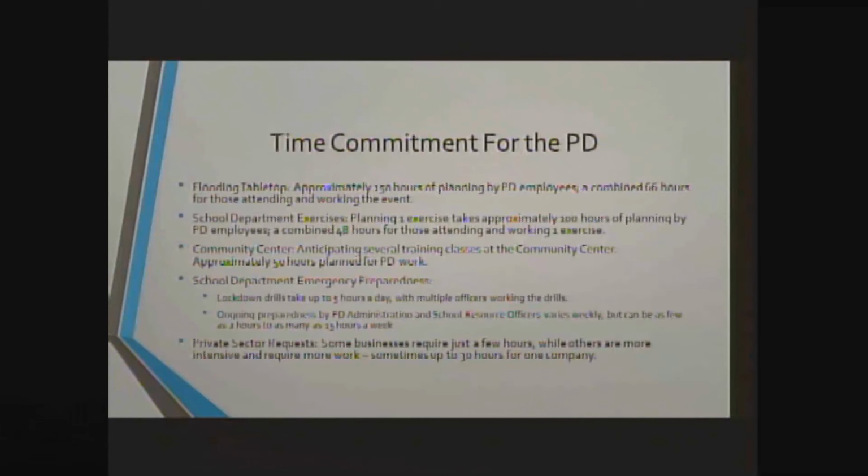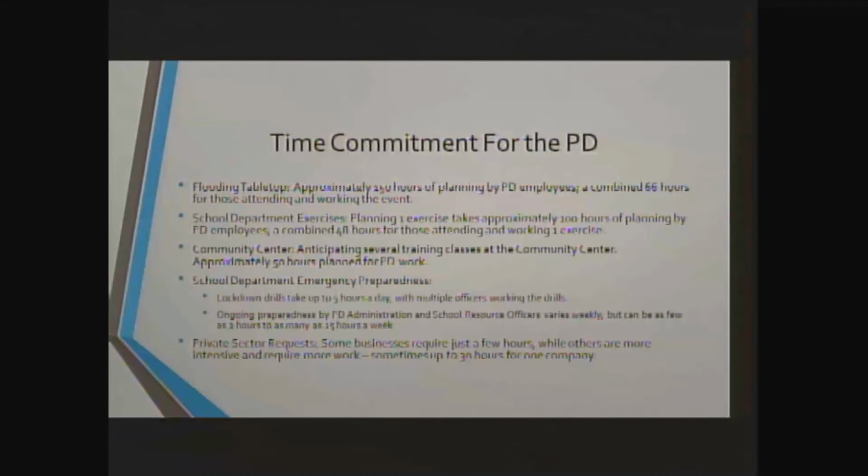Some time commitment, just what it takes to do one exercise. For the flooding tabletop, approximately 150 hours of planning by the police department employees that were involved, and then a combined 66 hours for those who were actually attending the event for the police department. For the school department exercises, one exercise on the police department's part takes about 100 hours of planning. That doesn't include what the school department, the fire department, and all our other stakeholders put into it, and about 48 hours for police officers that are attending the actual exercise. For the community center, we're anticipating approximately 50 hours of work will go into working with them.